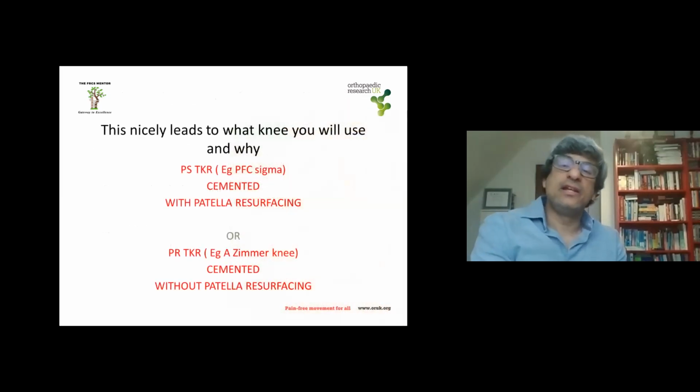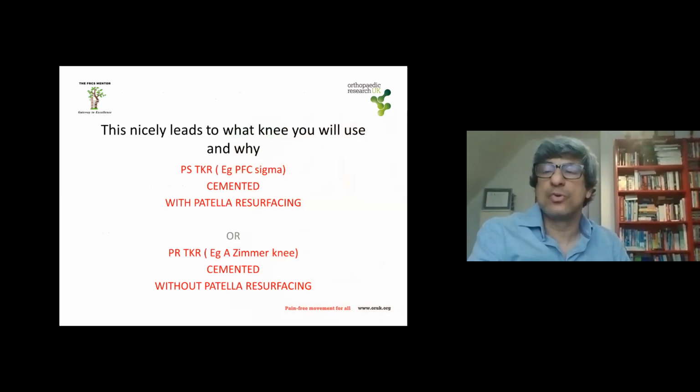And this nicely leads onto which knee we'll use and why, which I understand is quite an important question which faces candidates as to what you should answer for this. So my message to you is, the first thing to say is the implant you'll use. And within that, say I will use a posterior stabilized total knee replacement and give the brand name, whichever you want to use. Then say, it'll be cemented with patellar resurfacing.